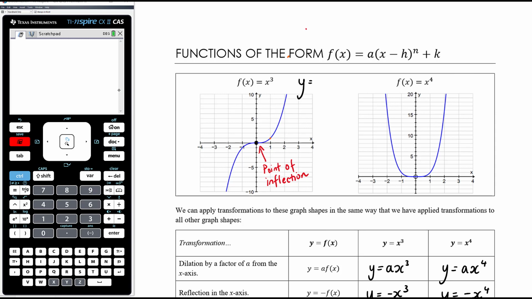In the case of the cubic, reflecting in the y-axis is negative x all cubed, which is just the same as negative x cubed, which is the same as reflecting in the x-axis. So if we reflect this graph in the y-axis, we actually get the same graph as if we had reflected in the x-axis. Again, we don't need to consider the y-axis reflection as something separate when we're looking at these basic cubic and quartic shapes.